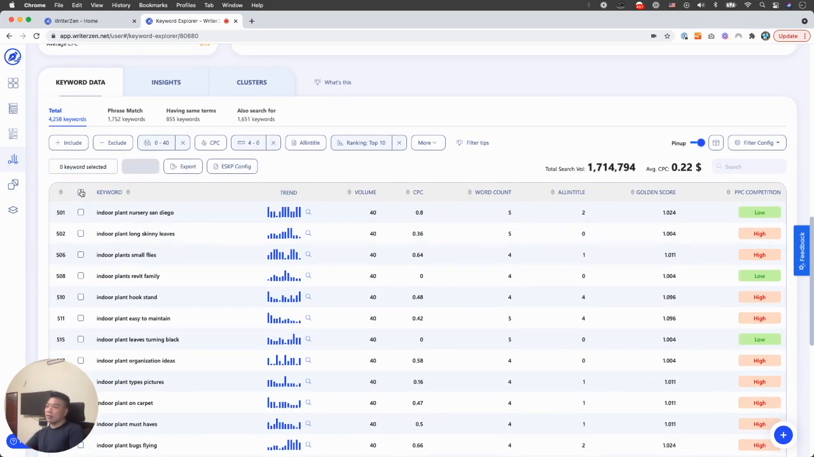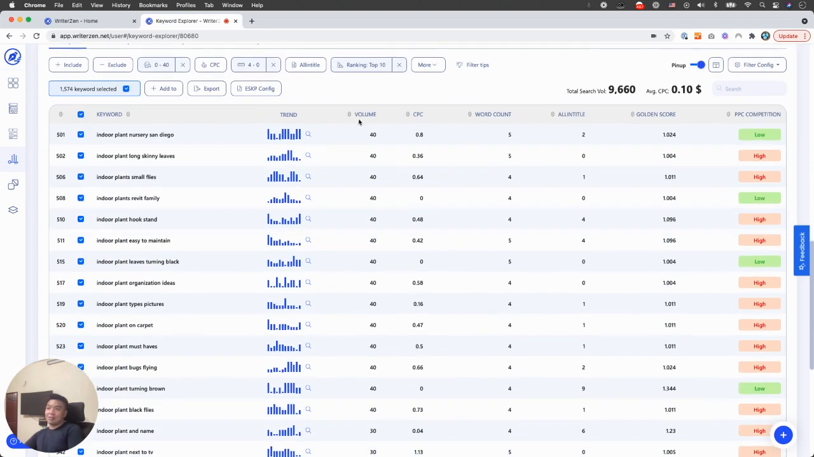Now you have a list of 1,575 keywords with search volume below 40, but all entitled all this. So you see "indoor plant long skinny leaves." You can actually write an article about this and you will get search volume with this. It's very simple, just write an article. You can even cluster and see how many of these keywords you can put together.